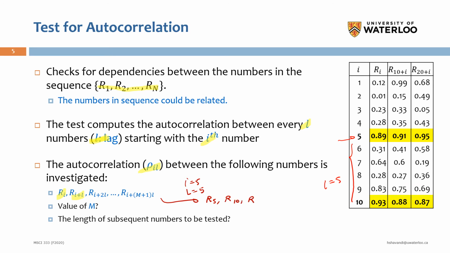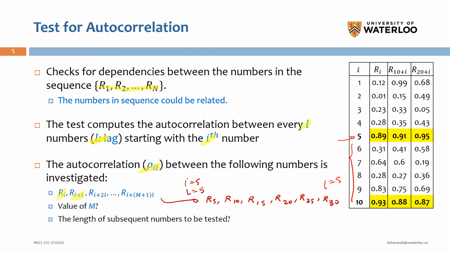And then R5 plus 2 times 5 will be 15, and then 20, and then 25, and 30 at the end. Okay, so here, as you see, we have 6 subsequent numbers, and we will check the dependency between these 6 numbers by the method that we have here.